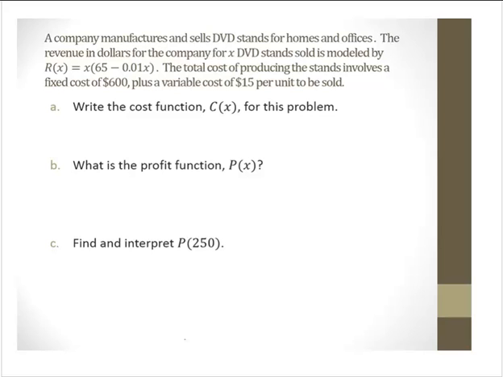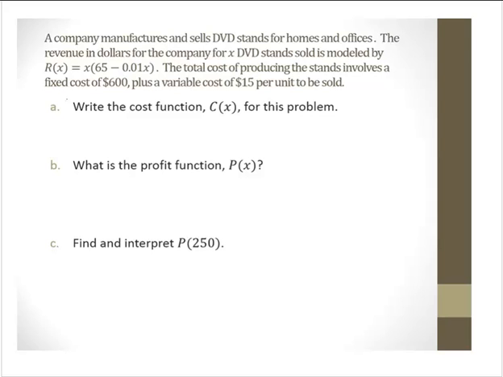All right, let's see an application. A company manufactures and sells DVD stands for homes and offices. The revenue in dollars for the company for x DVD stands sold is modeled by R of x is equal to x times the quantity 65 minus 0.01x. The total cost for producing the stands involves a fixed cost of $600 plus a variable cost of $15 per unit to be sold. Part A asks us to write the cost function C of x for this problem.